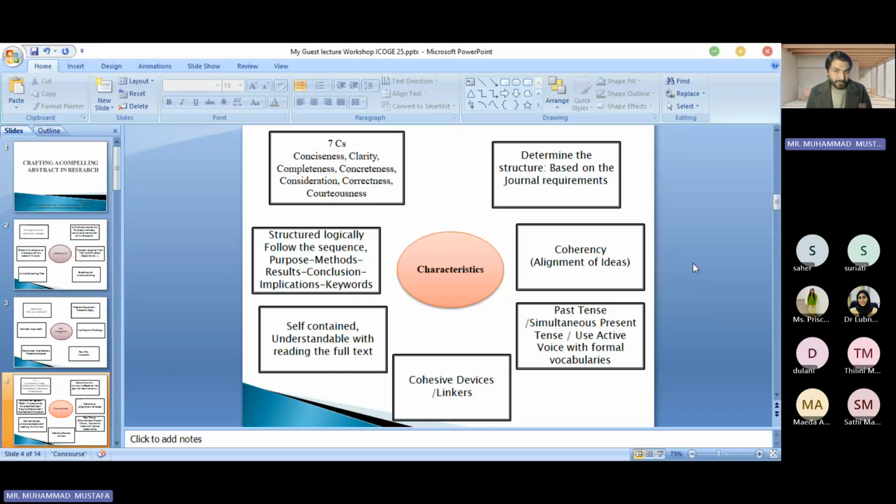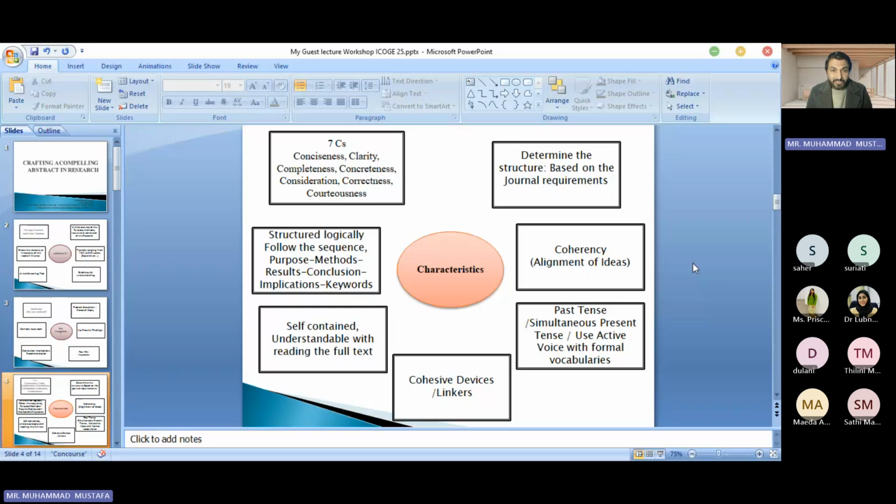Furthermore, there is also a term that I haven't mentioned here, and that is cohesion. Cohesion is the connection of sentences at the grammar level, using terms like firstly, secondly, thirdly, or linkers like conjunctions and some other terms. So just keep in mind that alignment, the connection of ideas, is very, very important.